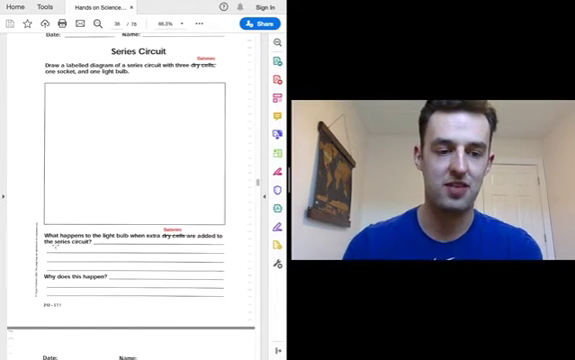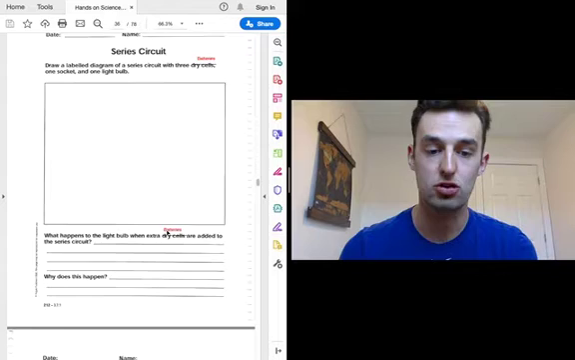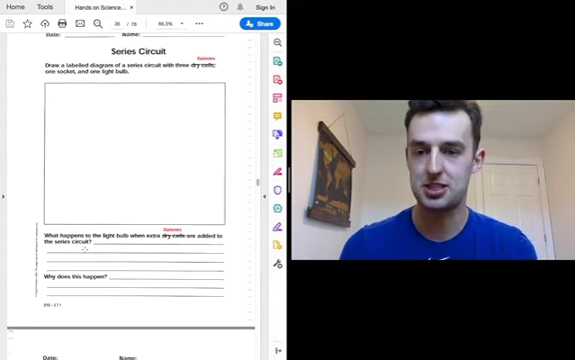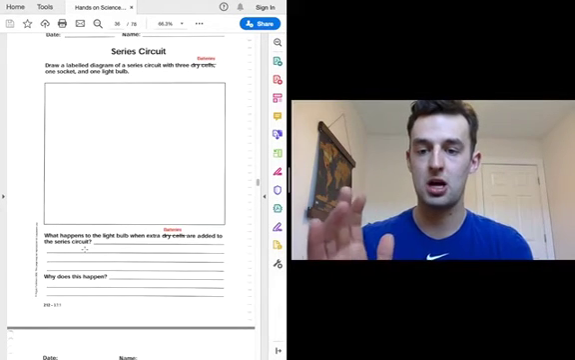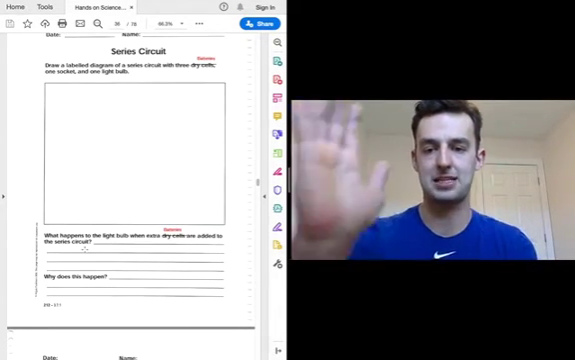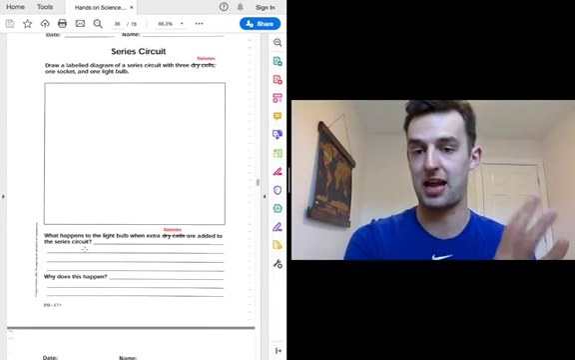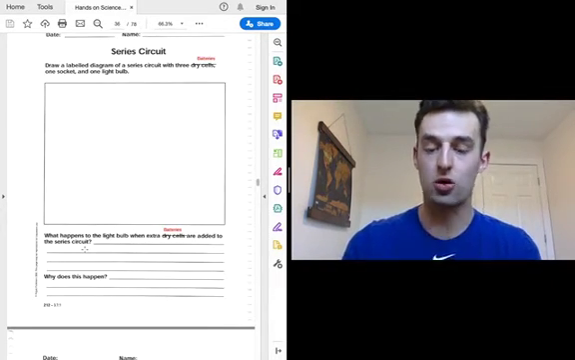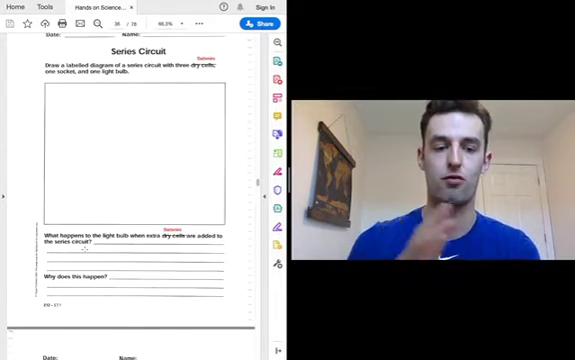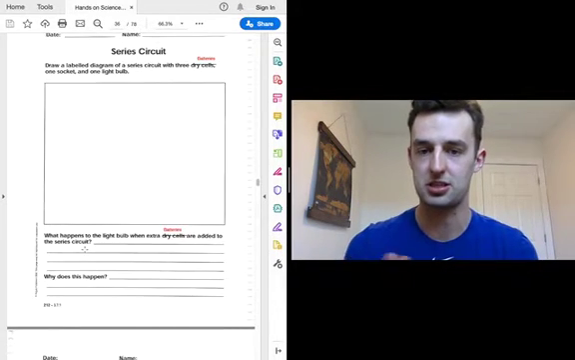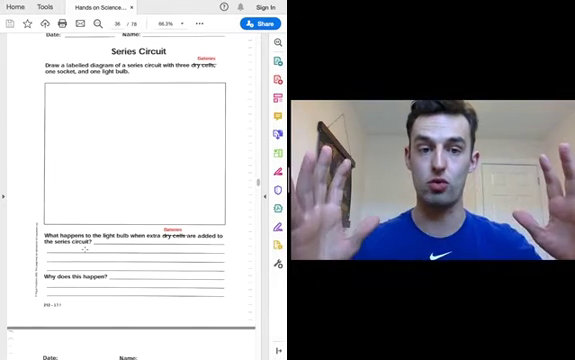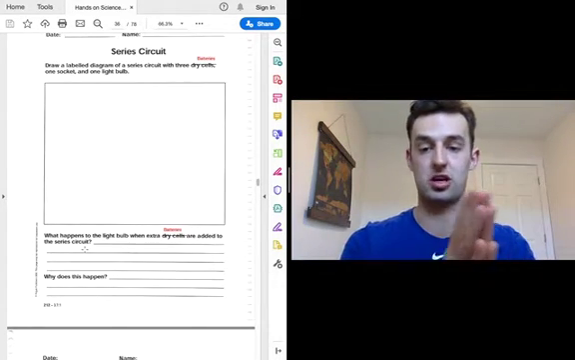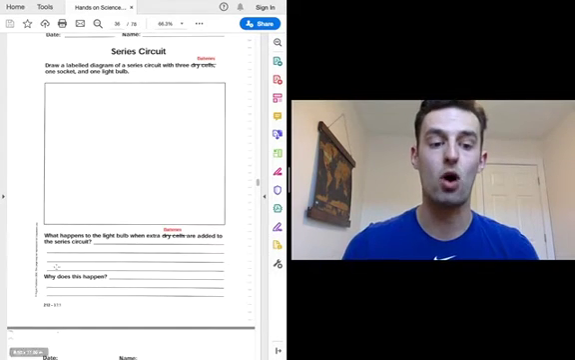The first question that you have to answer is, what happens to the light bulb when the extra batteries are added to the series circuit? What we've learned from a series circuit is that when we have multiple light bulbs, something happens to those light bulbs as you add more and more. Something happens to the amount of light that comes out of them. So if we were to add extra batteries to this circuit, what is going to happen to the brightness of the bulb? Is it going to get greater? Is it going to get smaller? Is it going to get dimmer? What is going to happen? And then why does this happen?